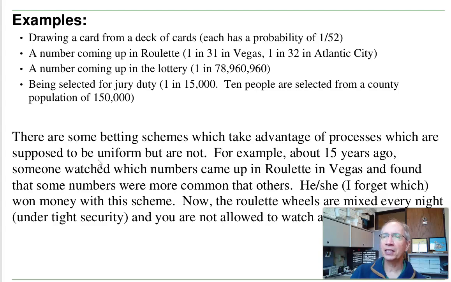In Atlantic City, they actually have two zeros. They've got 0 and double 0. That increases the odds for the house winning in Atlantic City. Vegas has got better odds than Atlantic City.